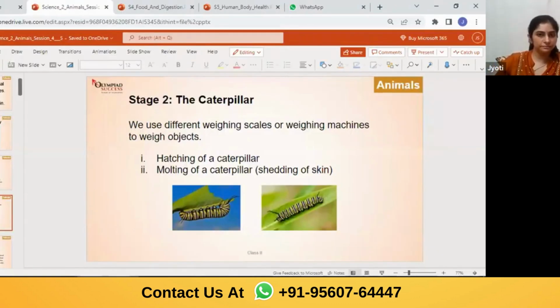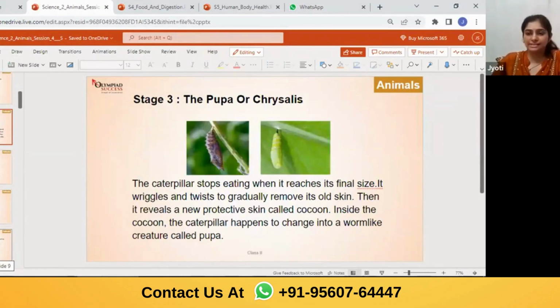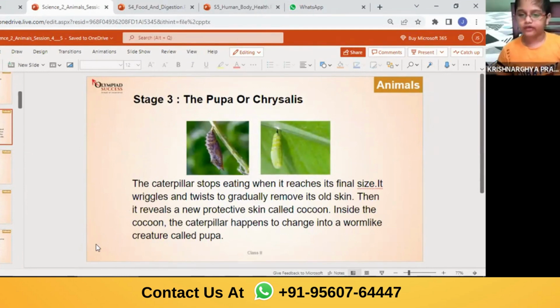Next, pupa or chrysalis. Yes, Krishna, can you please read it? Yes, ma'am. The stage 3, the pupa or chrysalis. The caterpillar stops eating when it reaches its final size. It wriggles and twists to gradually remove its old skin. Then it reveals a new protective skin called cocoon. Inside the cocoon, the caterpillar changes into a worm-like creature called pupa.